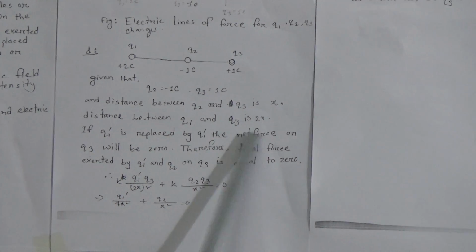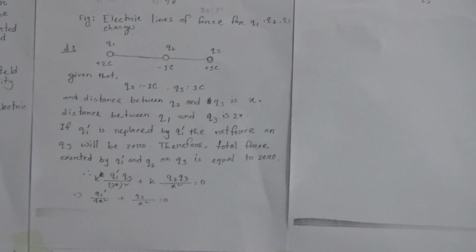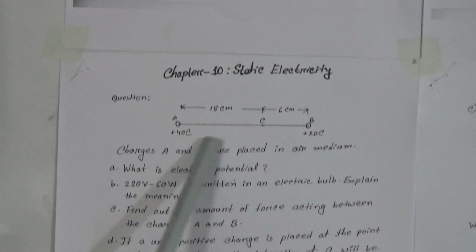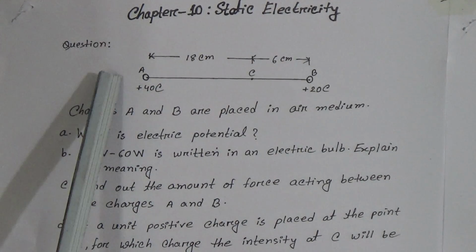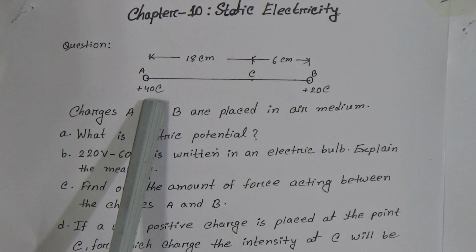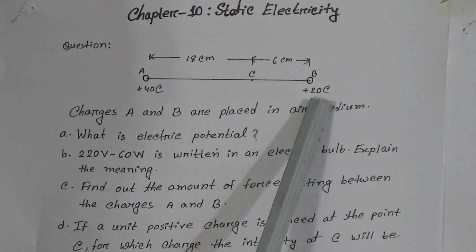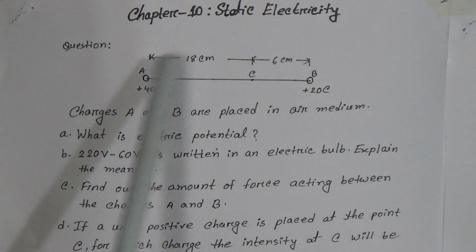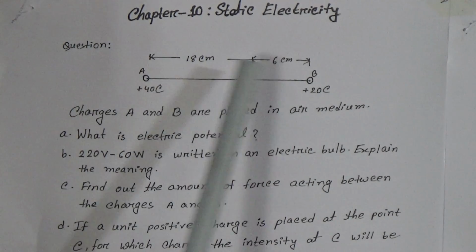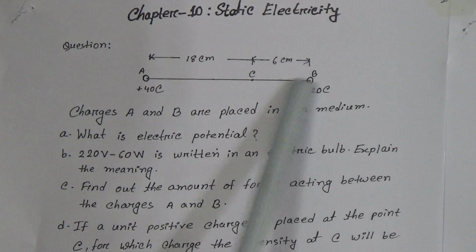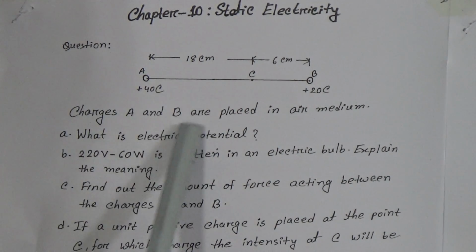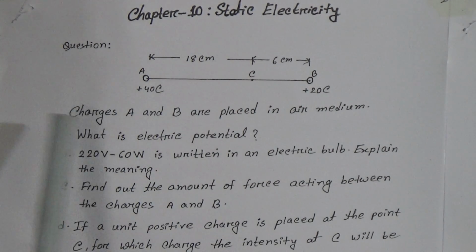My dear students, I hope all of you have understood this calculation. Now come to extra CQ number 1. Here given picture, see here point A, C and point B. At point A here given plus 40 coulomb charge, and at point B here given plus 20 coulomb charge. The distance between point A to point C is 18 centimeter, and point C to point B is 6 centimeter. Now charges A and B are placed in the air medium.